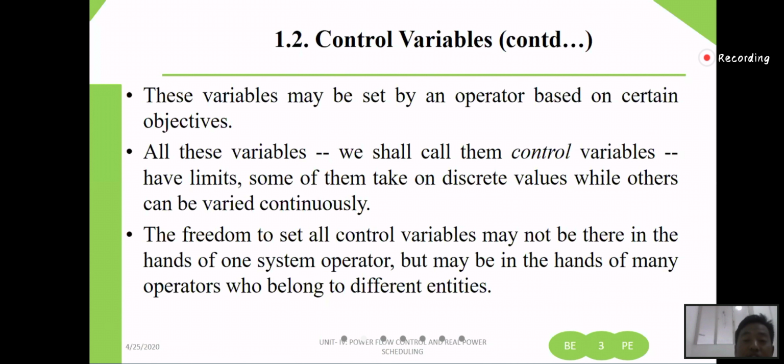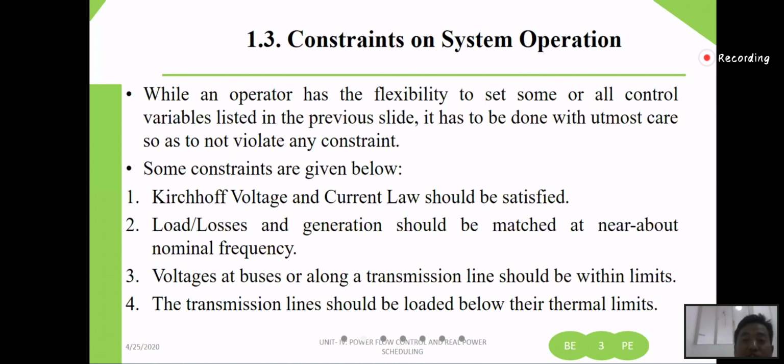So when you change the control variable, we have to be careful. We cannot change the control variable blindly. That is why your nominal voltage is 1 per unit and you cannot change it to 10 per unit or 0.5 per unit. There should be a certain limit, a constraint. That is why we have constraints on system operation.